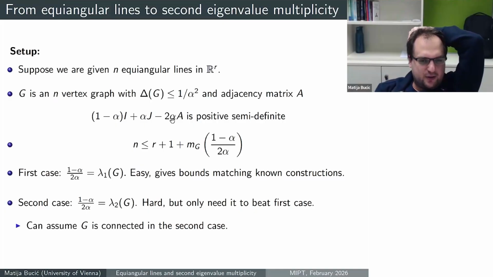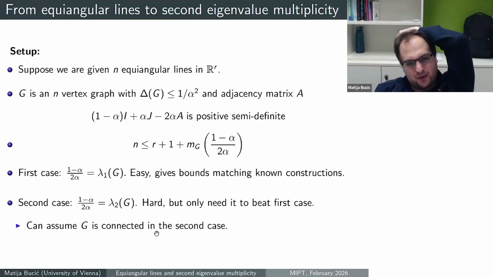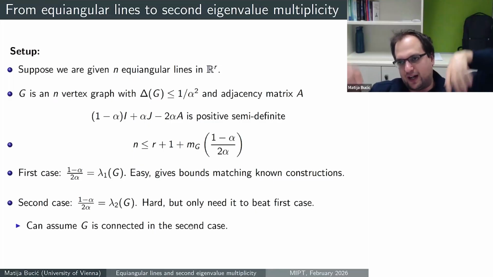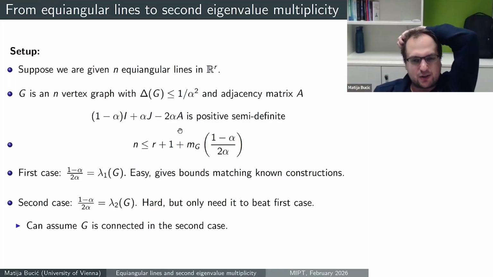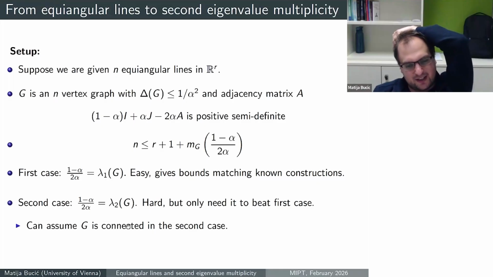A similar type of argument also allows you to assume that G is connected in the second case. Again, if you have two connected components, you can take two eigenvectors and then play some games. Here, instead of positive semi-definiteness, you would use the variational definition. To be a little bit careful, you can also just solve the problem on the connected case and then patch together the solutions. But it's again cleaner to just assume it's connected. And it is actually crucial in a few places, but there are various ways to get around this, and it's not something very difficult.